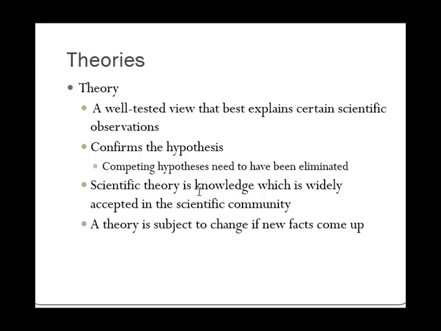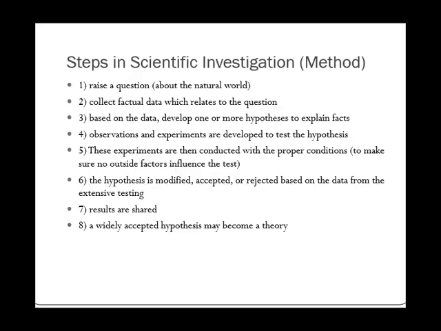And a scientific theory is knowledge which is widely accepted by the scientific community. If you think you have a theory, what you usually do is write an article about it and submit it to a journal, and have other scientists look over your methods. Hopefully, if they approve them, the general community will accept your conclusions. And of course, a theory is subject to change if new facts come up.